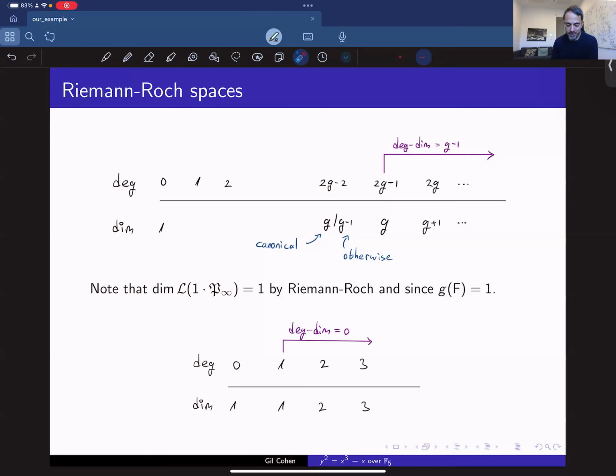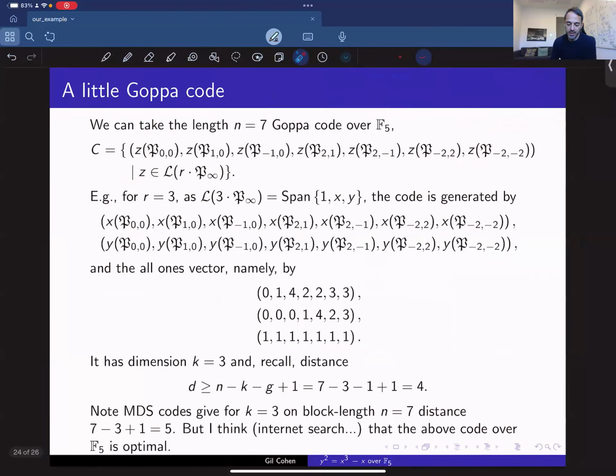So actually, with this, we can construct some nice code. We can construct a length 7, again a very small code, a length 7 Goppa code over F5. And the way we're going to do so, we are going to use P infinity as the one determining the Riemann-Roch space. Essentially, like when you do Reed-Solomon, you take polynomials of degree at most r. Here, it's not quite degree, I mean, actually in this case it is, but with x and y's. So here we're talking about degrees.